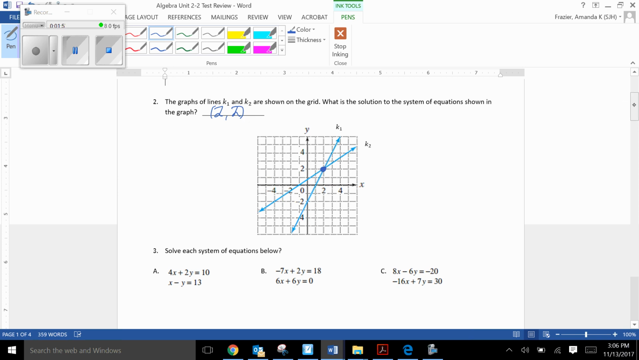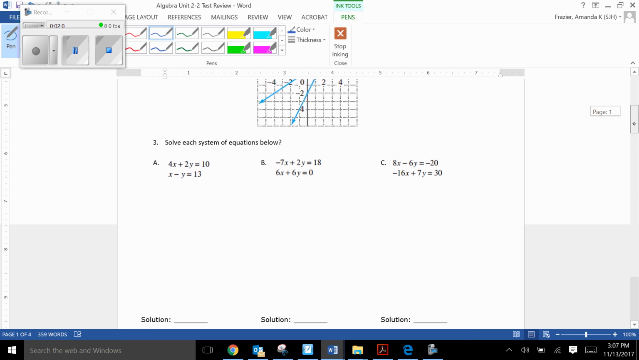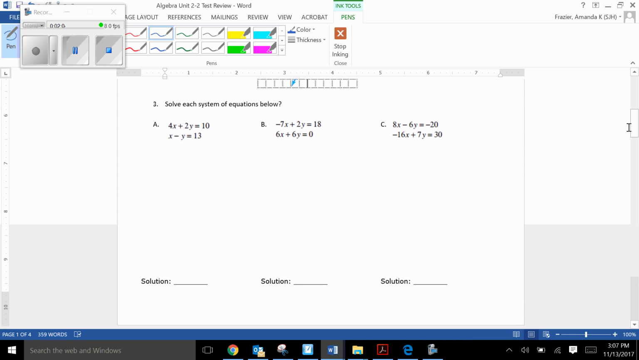Number 3, solve each system of equations below. Okay, so I'm going to solve them using various methods so that you can see. But remember, you can use any method that you choose to use. But I'm going to choose the ones that I feel like are going to be the fastest for whatever that method is. Being that most of these are in standard form, I may feel that the best method is to use elimination. But on A, I'm going to go ahead and use substitution.